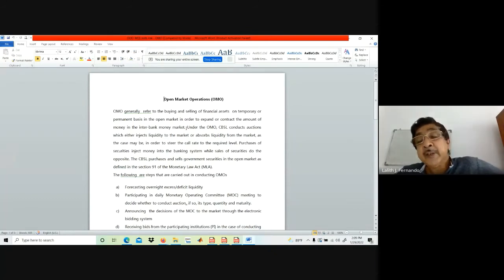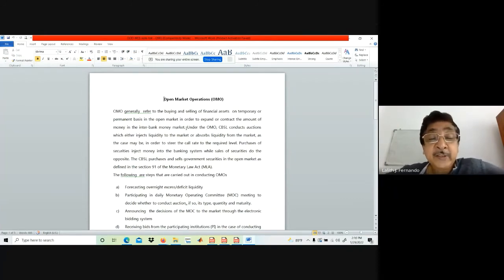Now, when you purchase, what will happen? Purchases of securities. Now, who purchases securities? The central bank or the public debt department. They purchase securities, and when they purchase securities, they pay money to the banking system. So that is why they say purchases of securities inject money into the banking system, while sales of securities do the opposite. When the central bank wants to sell securities, what will happen? Banks will pay money and get those securities, and that will bring down the liquidity.